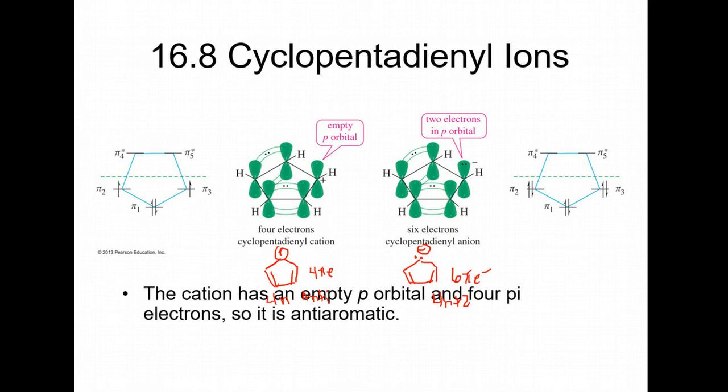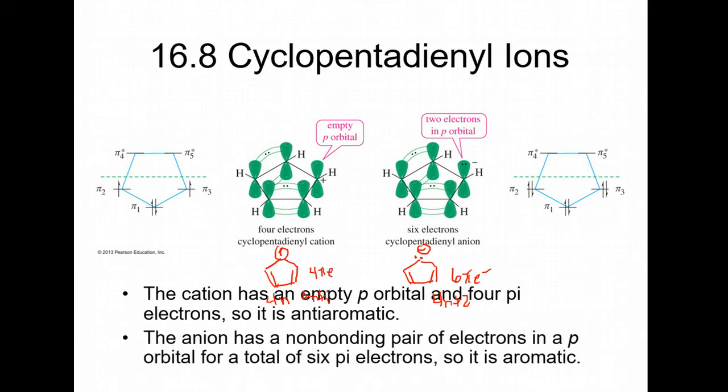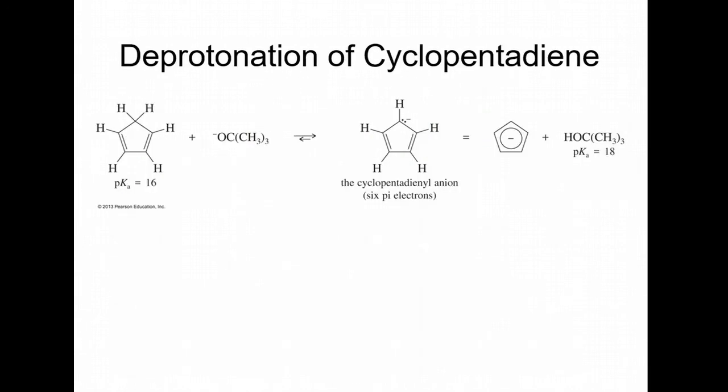All right. So the cation has an empty p orbital and 4 pi electrons, so it's anti-aromatic. And the anion has a non-bonding pair of electrons in the p orbital, giving it 6 pi electrons. Therefore, it is aromatic. Okay. So you can have molecules that have charges. These technically are not annulenes because they're not all alternating pi bonds. You have charges on them.